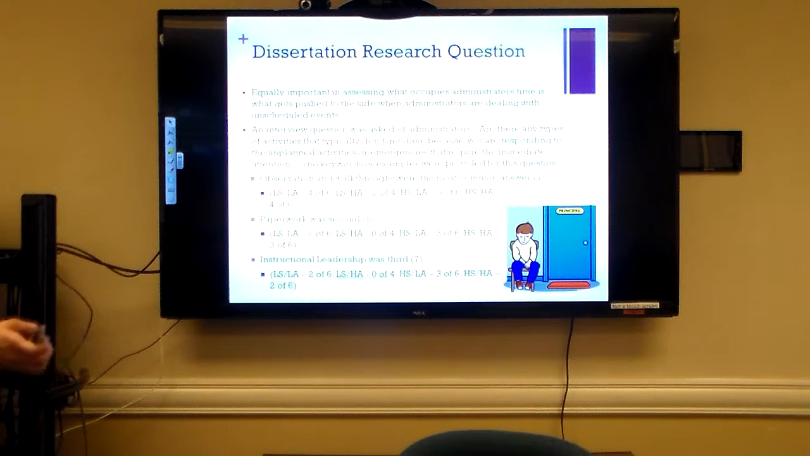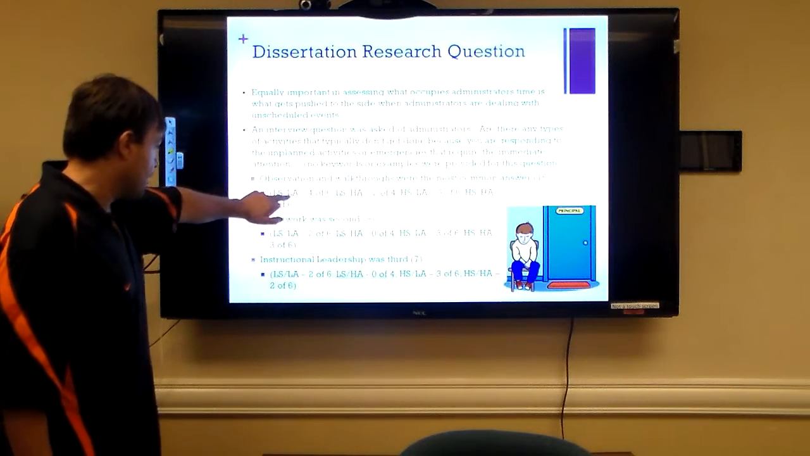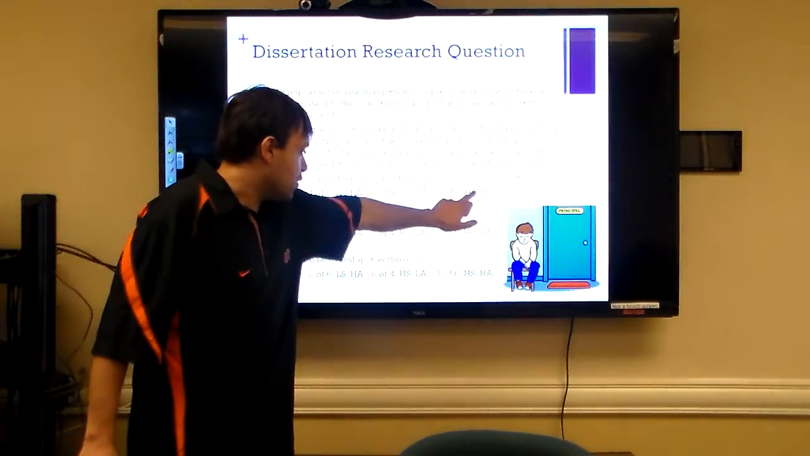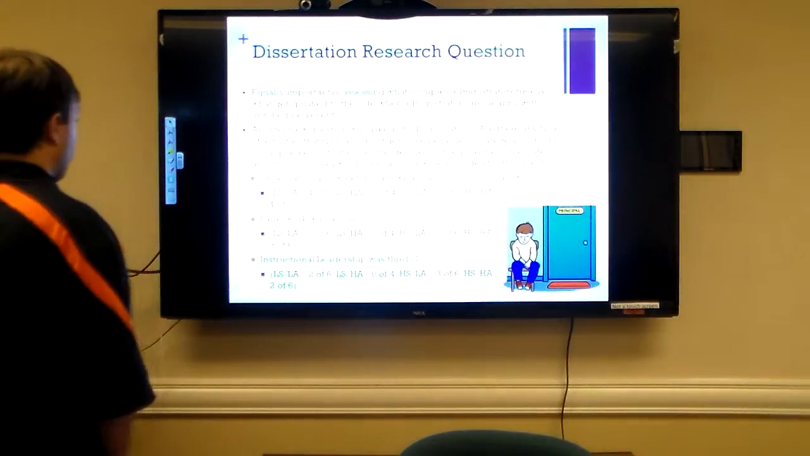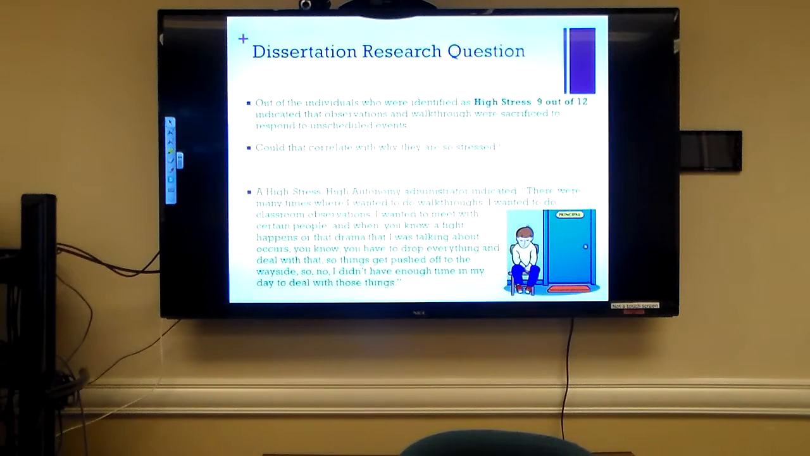I asked people what gets done because they're responding to unplanned activities or emergencies, and then I stratified them based off of stress and autonomy. LS stands for low stress, LA stands for low autonomy, HS stands for high stress, and HA stands for high autonomy. For most people, observations and walkthroughs were the most common answer of what gets sacrificed more than anything else on their actual time involved in things because they were dealing with unplanned emergencies. Of the 12 high-stress people that I interviewed, 9 out of 12 said that observations and walkthroughs were sacrificed to respond to unscheduled events.